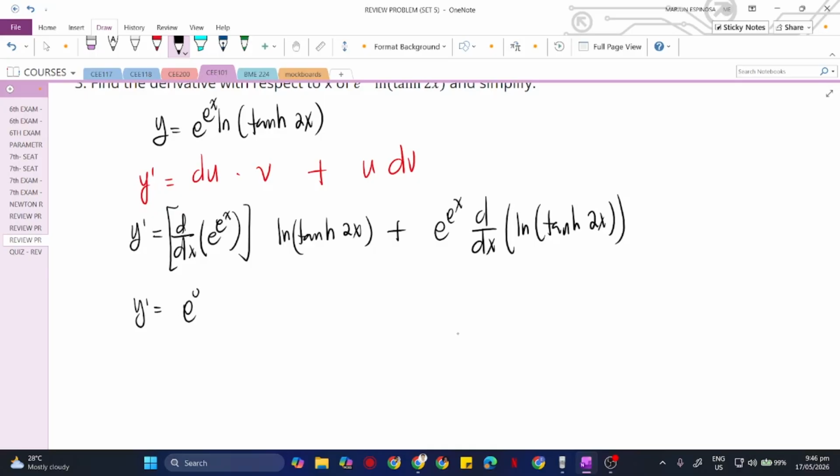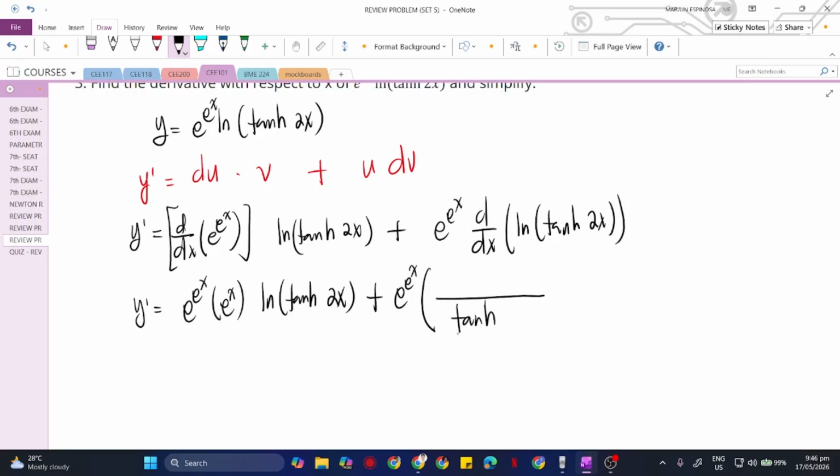So that is e raised to the power of ex, and the derivative of this u will be equivalent to e raised to the power of x. Then let's copy ln tan hyperbolic 2x plus this one, e raised to the power of e to the power of x, and the derivative of ln tan hyperbolic 2x, so the derivative of ln of tan is 1 over tan 2x, and the derivative of tan 2x would be equivalent to secant squared 2x, and the derivative of 2x would be 2. Okay, we are using the chain rule. We have y prime.